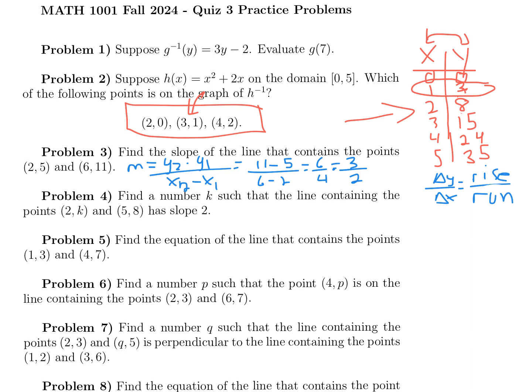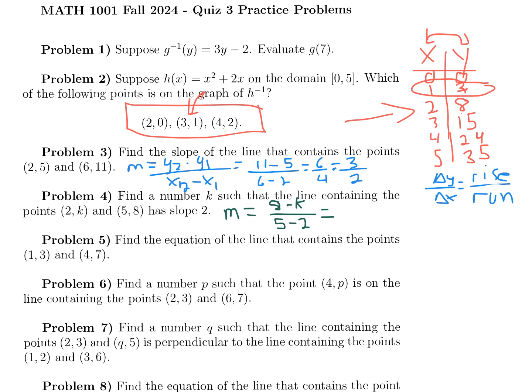All right, problem 4. Find a number k such that the line containing the points 2, k and 5, 8 has a slope of 2. So let's go back to the previous formula that we used here. I'm going to change colors a little bit so we can keep them straight. Let's just set this up as if we're trying to find the slope and didn't realize that we were missing one of the values. So if I put in 8 minus k for my two y values, and then I put in 5 minus 2 for my two x values.